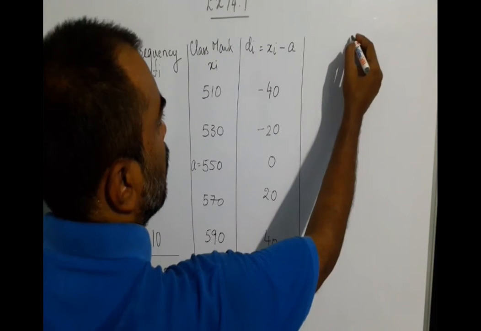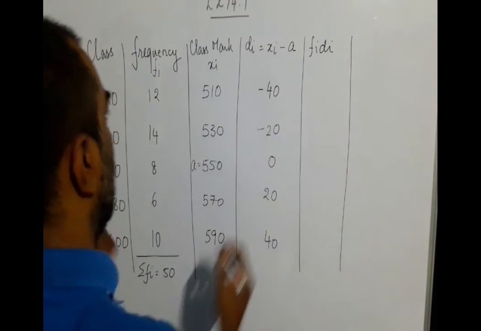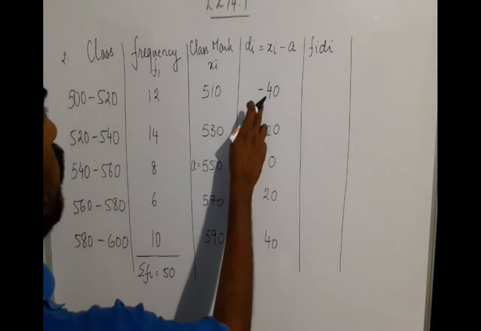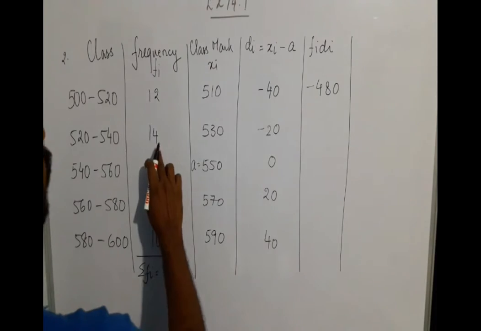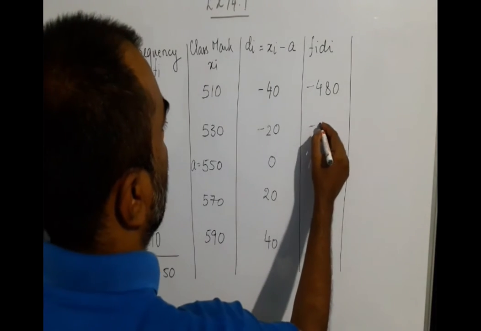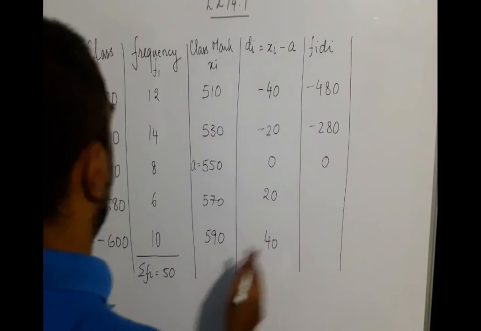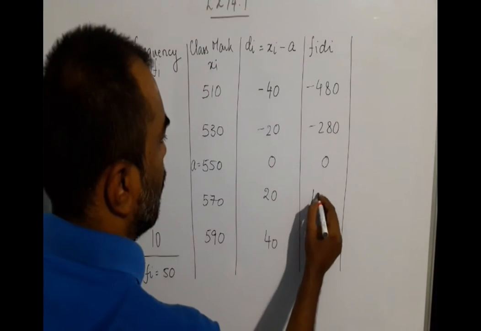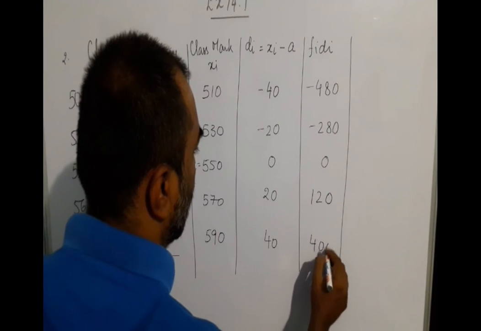Now what will I do? I will find the fi di. So 12 into minus 40 is minus 480. 14 into minus 20 is minus 280. 8 into 0 is 0. 6 into 20 is 120 and 10 into 40 is 400.